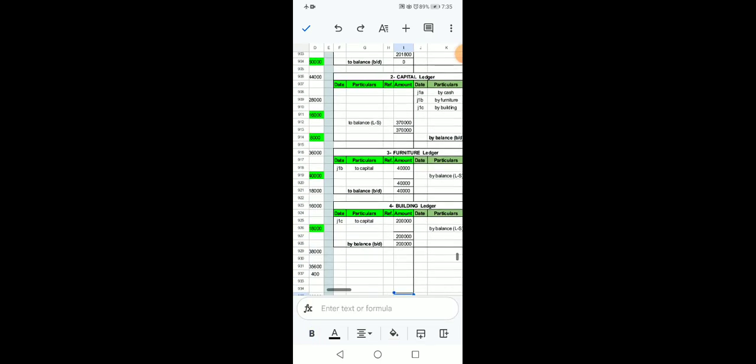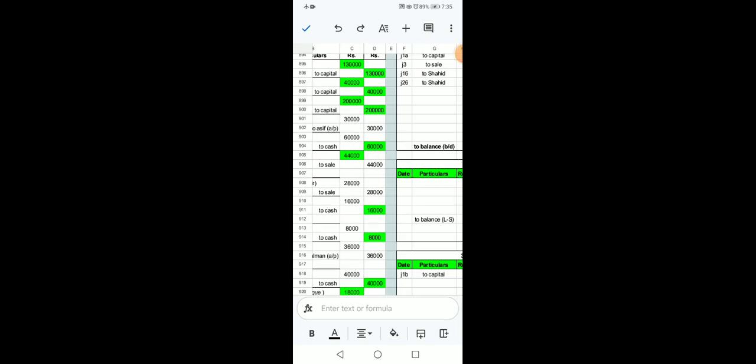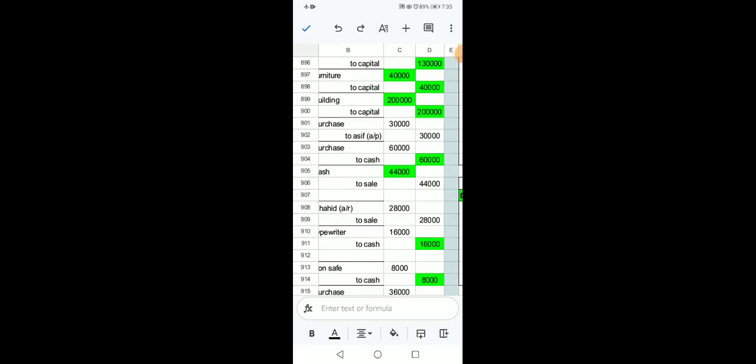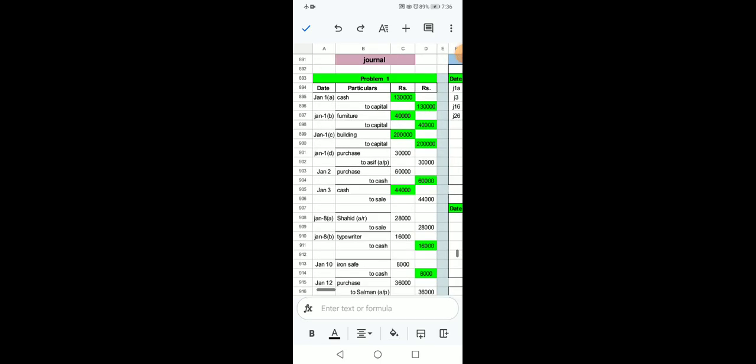These four ledgers were completed, and it's now time to make the next ledgers, and we will continue posting transactions present in the journal into ledgers. Here you can see the marked entries, they have already been posted into the ledgers. Unmarked entries still need to be posted. Several unmarked entries are still pending.